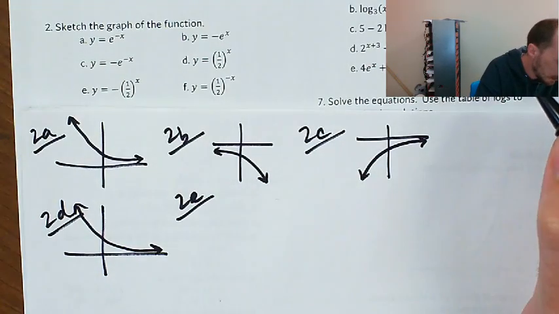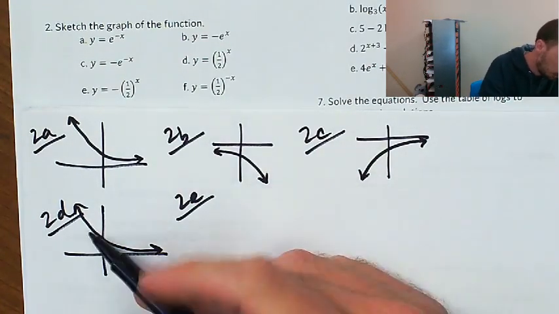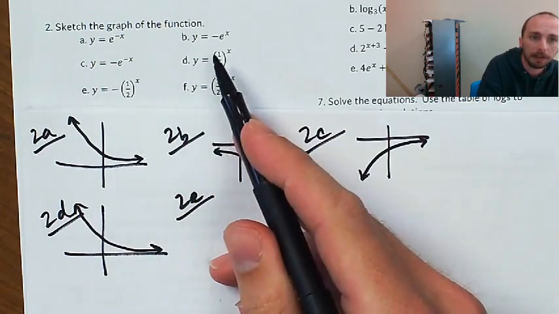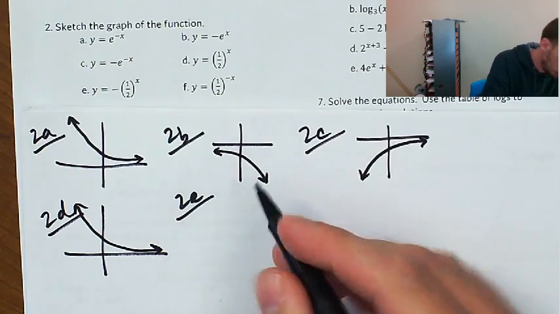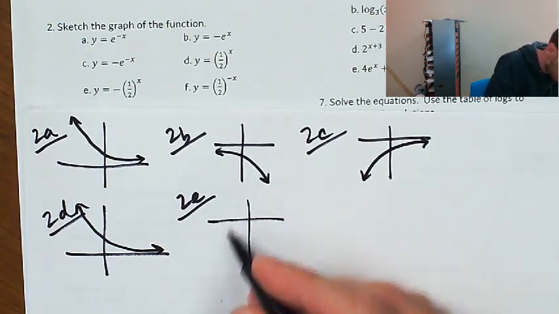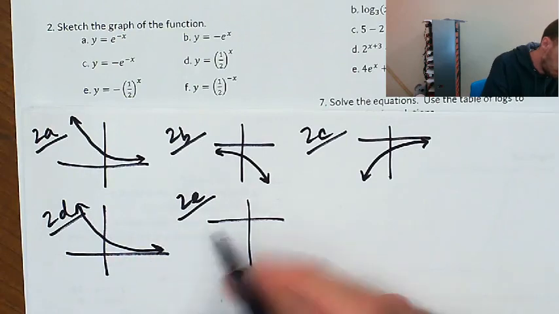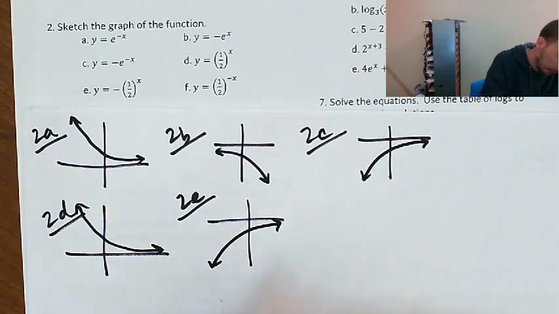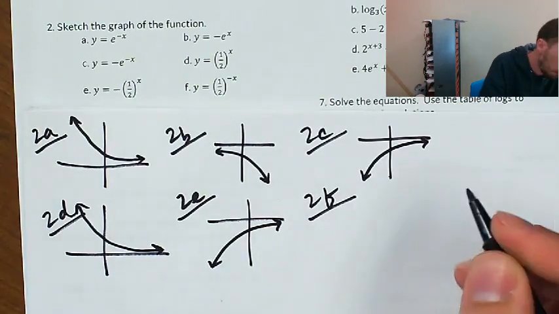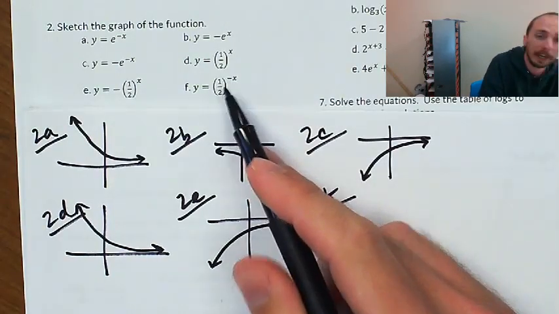2e is going to be negative of 1/2 to the x. Okay, so it's going to be this thing, right? It's the exact same function, just multiplied by negative 1. So all of the y coordinates will be multiplied by negative 1. Okay. But as I move left to right, I'm getting closer to 0, so that's going to be like that. Okay, and then 2f is 1/2 to the negative x.